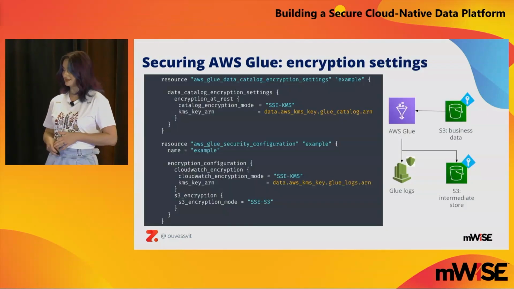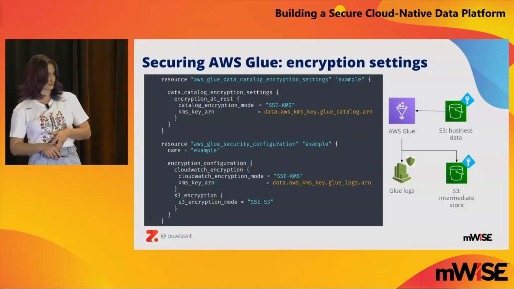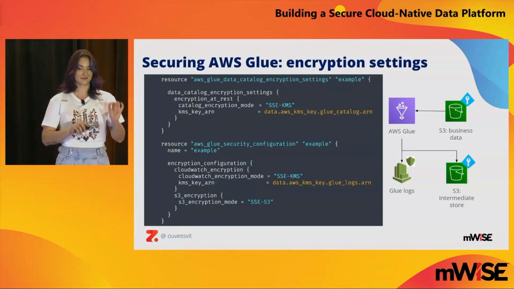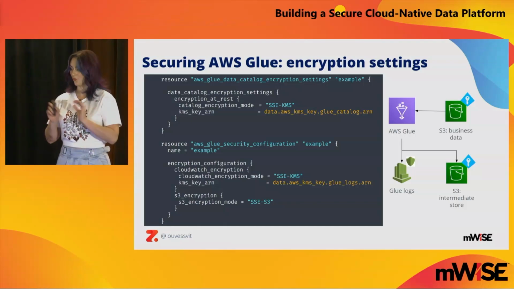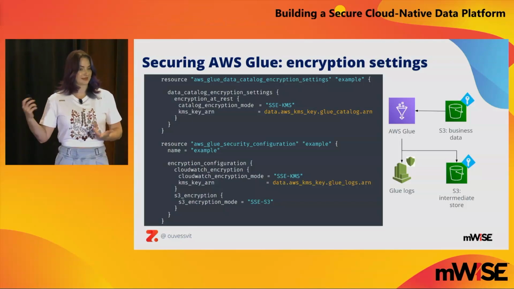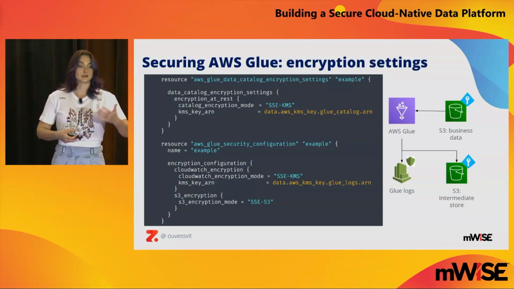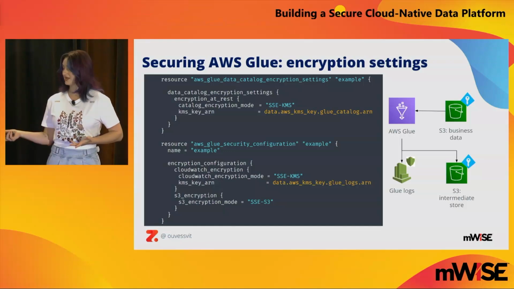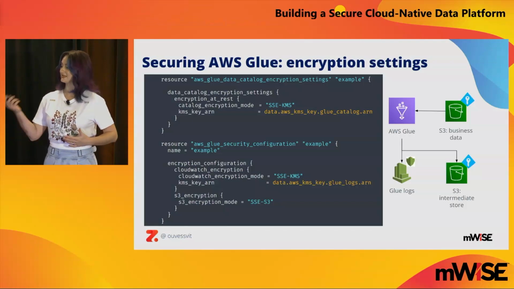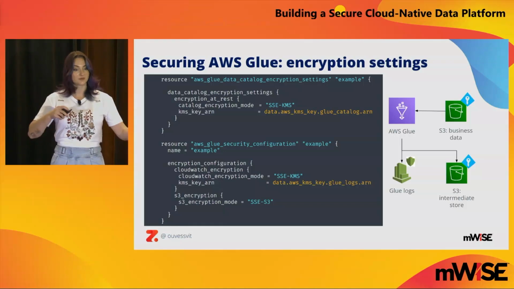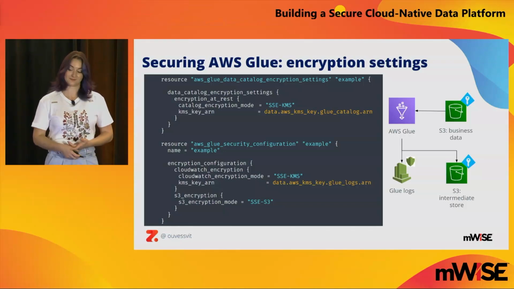Another thing about AWS is that it doesn't encrypt things by default. Your encryption at rest and encryption in transit, you have to enable separately on all data services. And this is an example of how you would do that with Terraform for AWS Glue. Glue is like a data cataloging and discovery service. If you have a bunch of business data in S3, you would use Glue to discover the data, what schemas, what tables, what data sets you have, to then enable analytics with Athena.